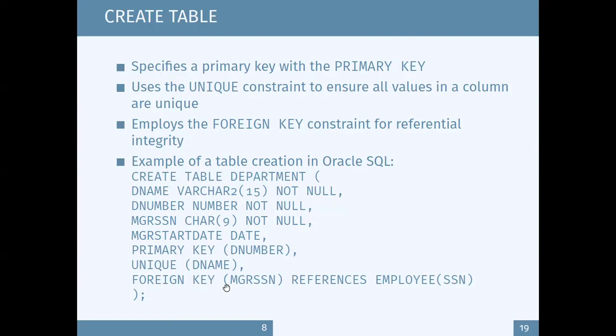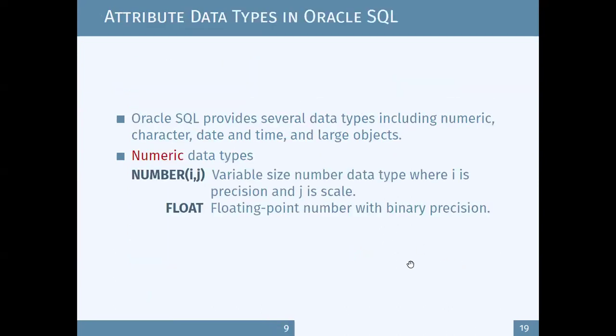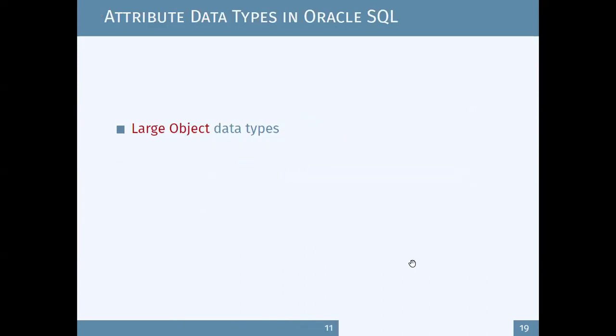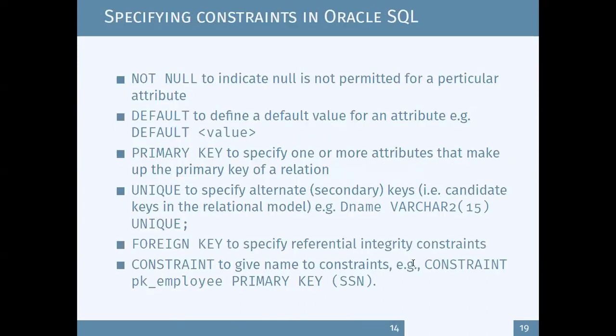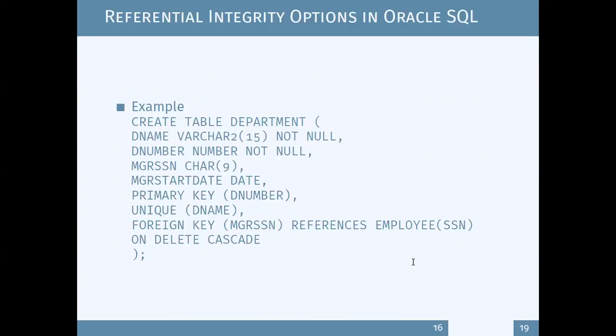For example, here we have manager social security number. That means we say that manager social security number is a foreign key, which connects to the employee table. It will connect to the social security number of the employee table. So these are the ideas that we discussed. Then we discussed the attribute types. There are many types like this.